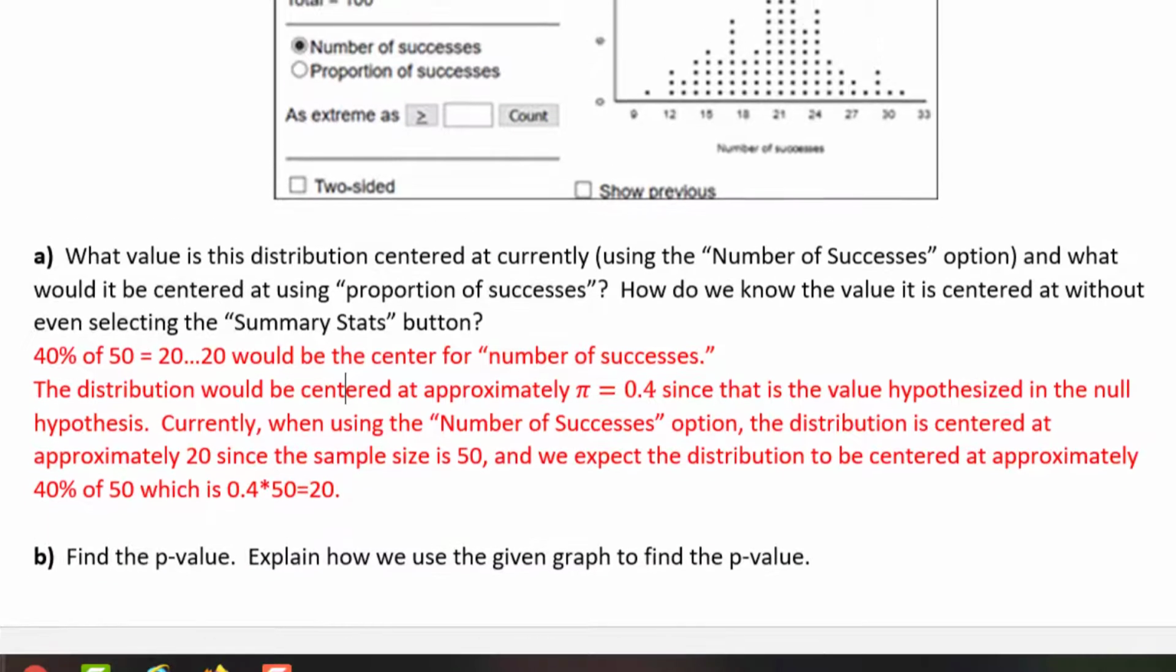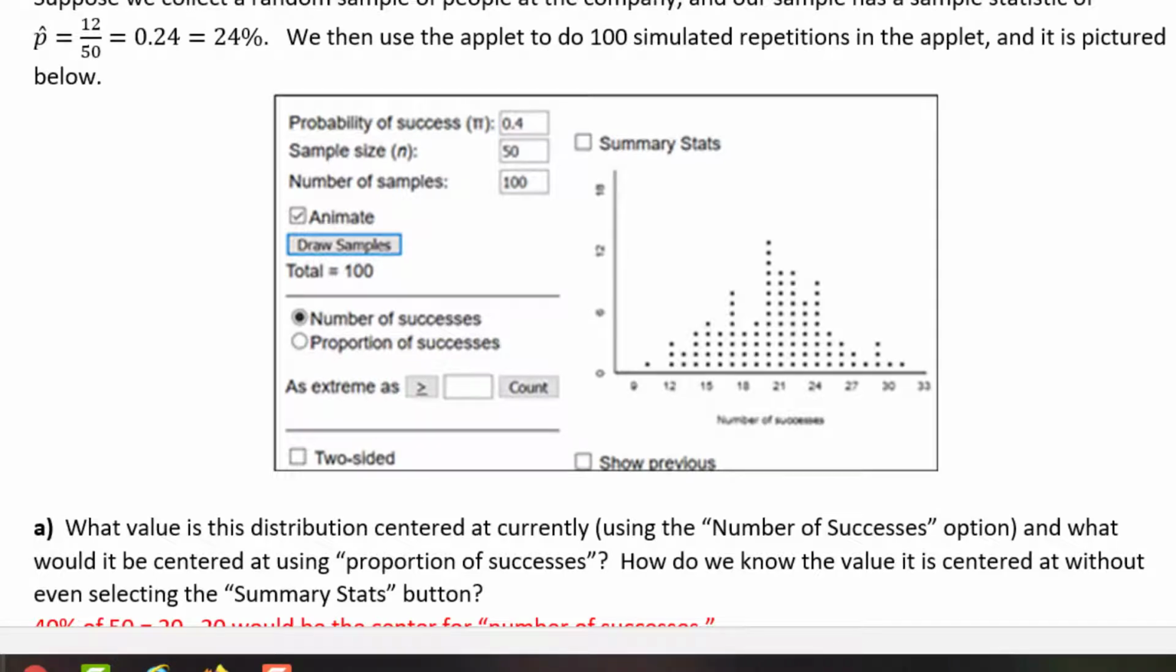Part B asks us to find the p-value using this displayed picture of the simulated distribution. A p-value is the probability of getting a sample statistic like ours or more extreme, assuming that the null hypothesis is true. Our sample statistic is p hat equals 12 out of 50, which is 0.24. The displayed distribution of sample statistics is displaying number of successes. So our number of successes is 12 successes out of 50. So on this distribution, 12 is located over here on the far left side.